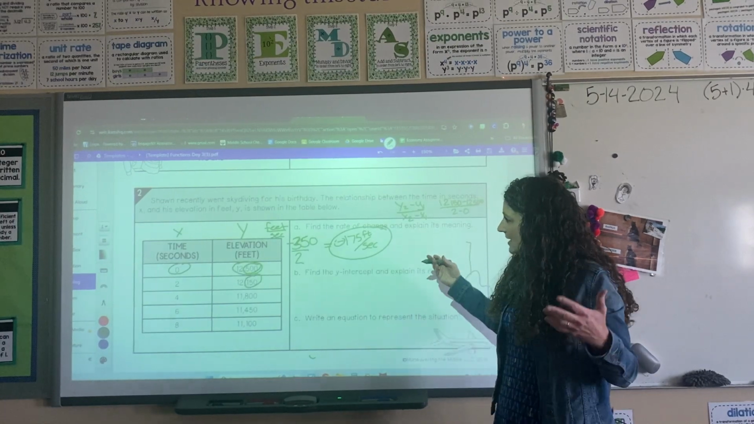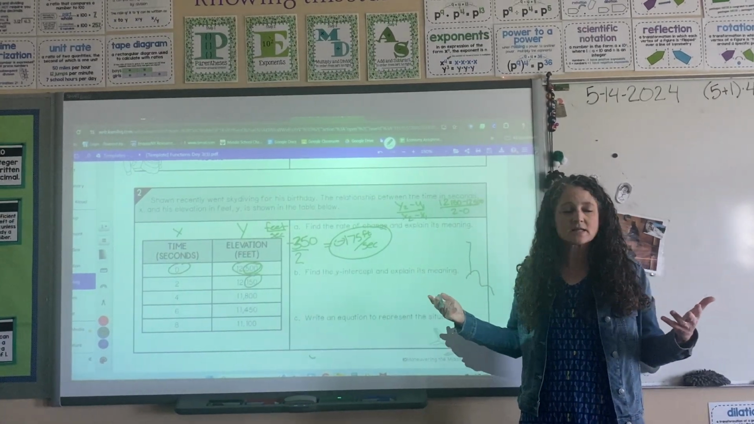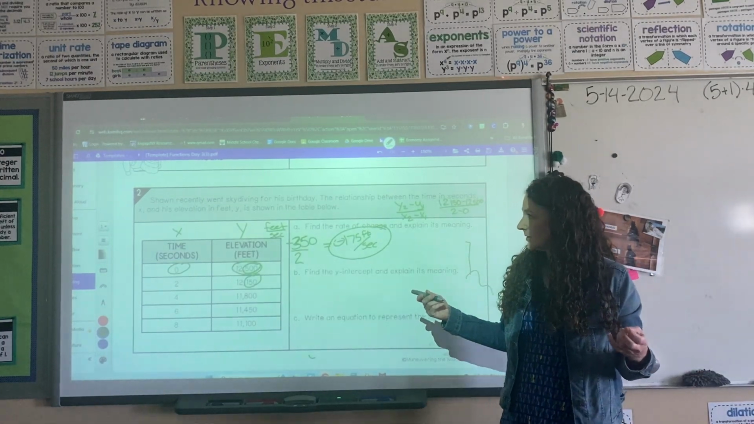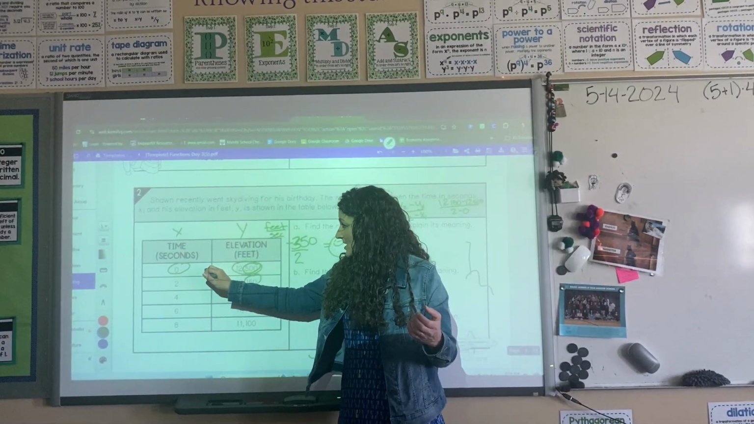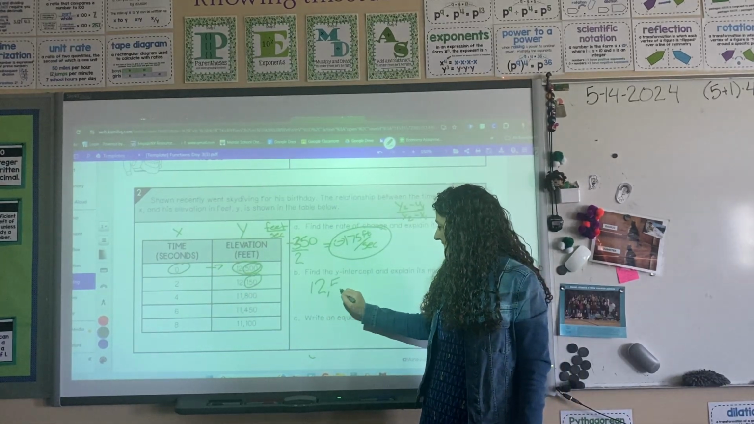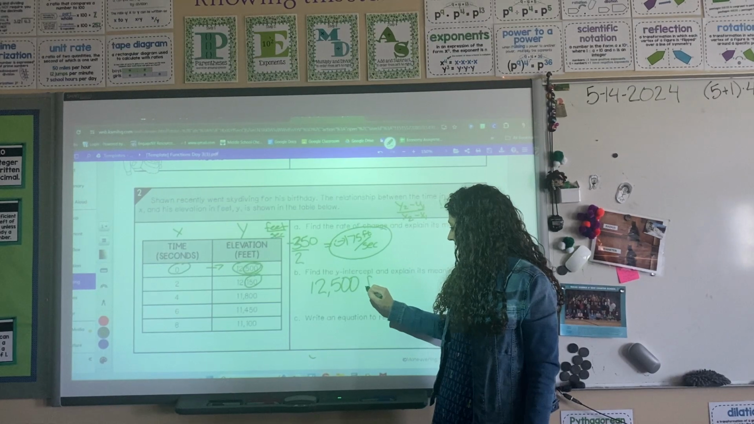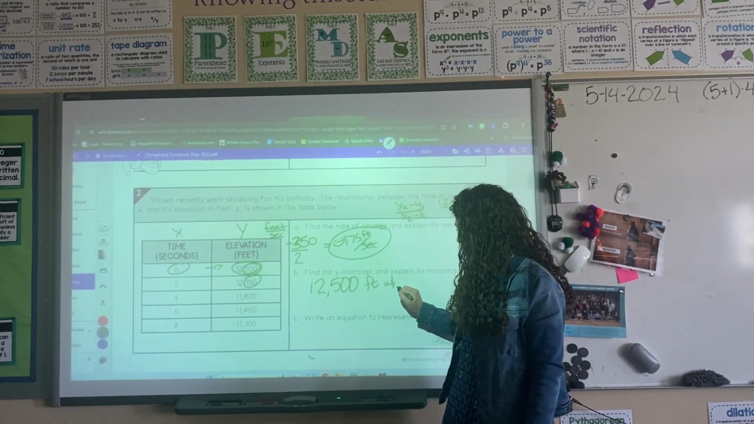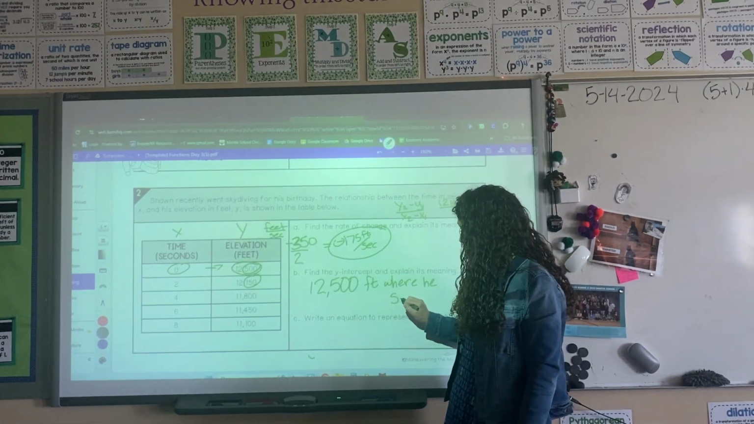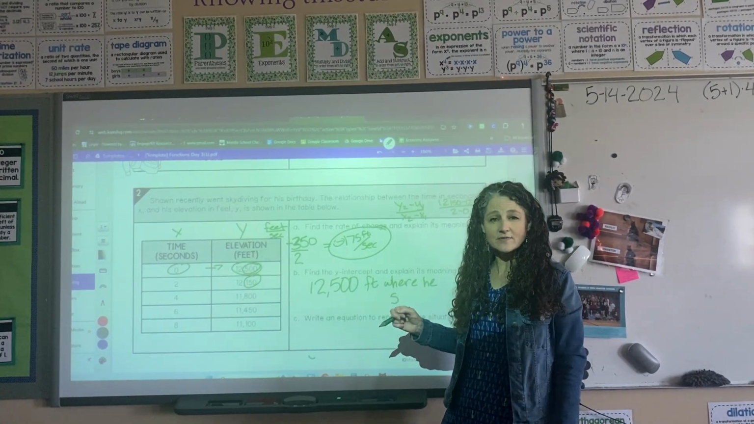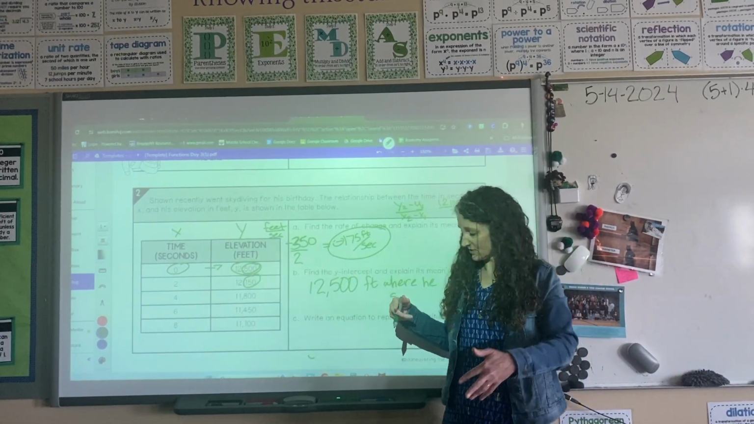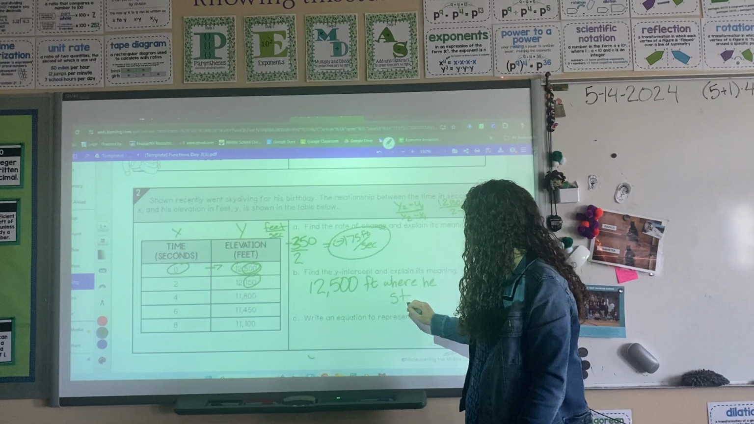Find the y-intercept. What's the y-intercept in this thing? The y-intercept is where we start. Where did he start? 12,500 feet is where he started. Where is he going to end? 0. He's going to end at 0. Some graphs go on forever. This graph does not, unless he plows through to the center of the earth, right? But he's not.